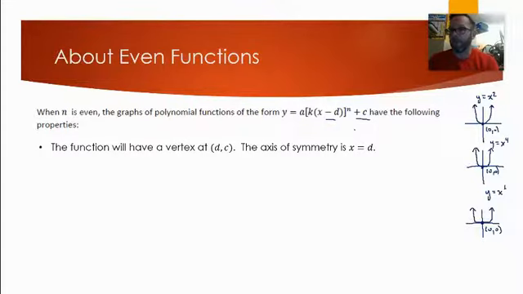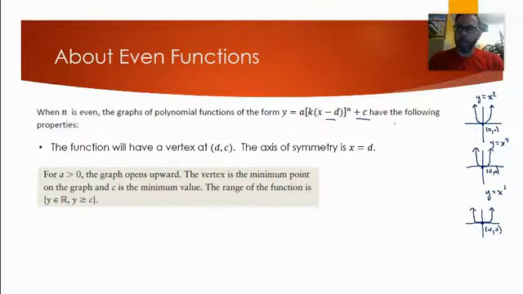And so that means if the vertex was at 0, 0, it's going to go to a new point, (d, c). And the axis of symmetry will always be x equals d, however that graph is shifted. And again, this is true, guys, for all even power functions: squared, to the power 4, to the power 6, power 8, etc.